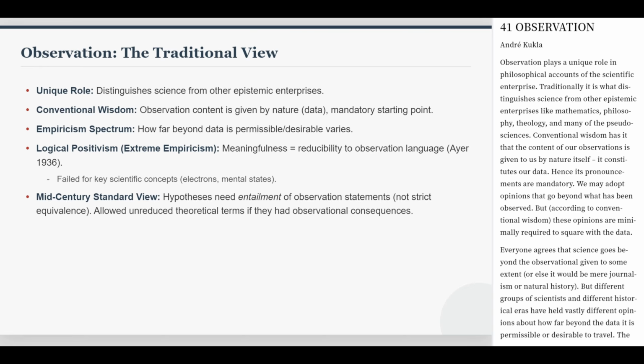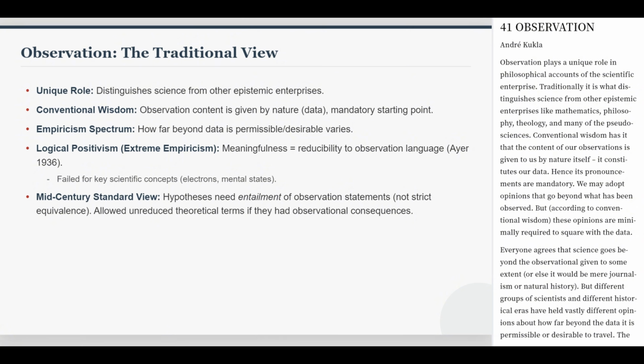They argued that a statement only had meaning if it could be translated into an observation language, talk only about observable things. Statements about electrons reduce them to tracks on a photographic plate. Mental states? Translate them into observable behavior. Sounds neat, right? Well, it turned out to be incredibly difficult, if not impossible, for most scientific concepts.